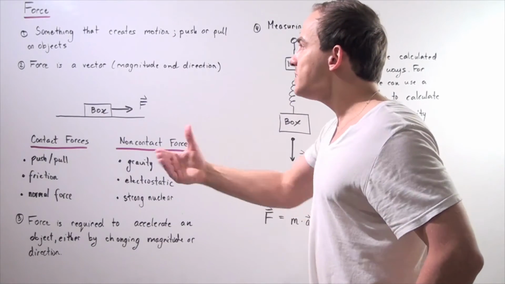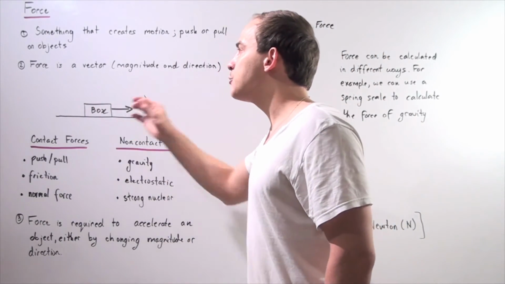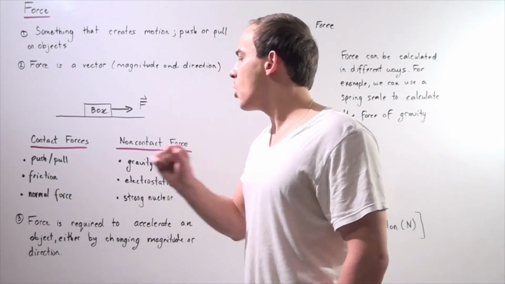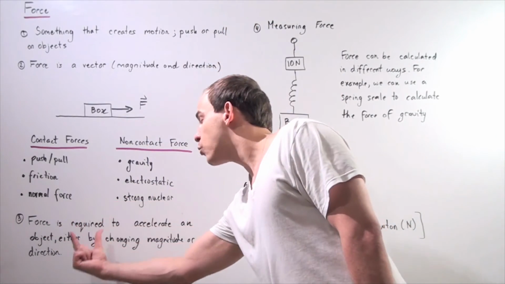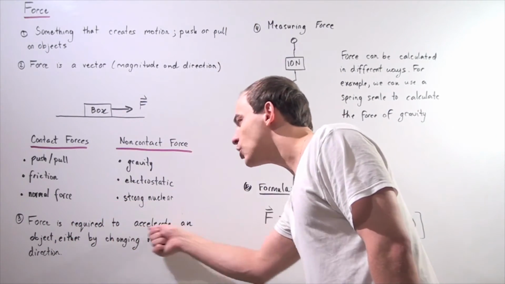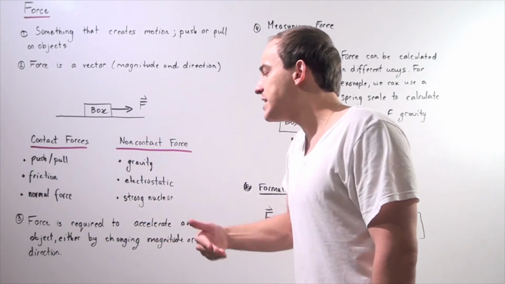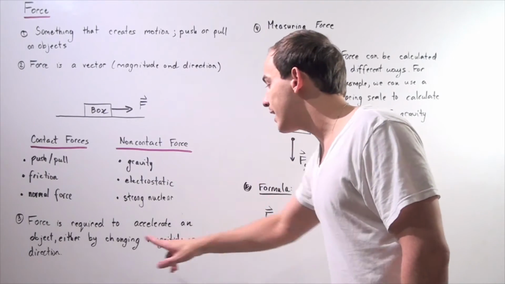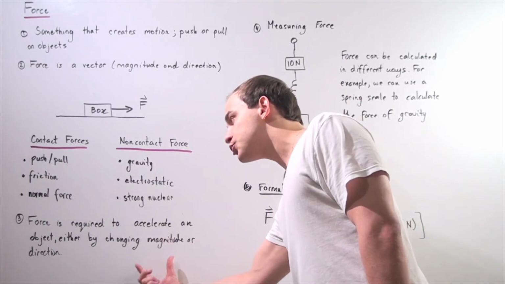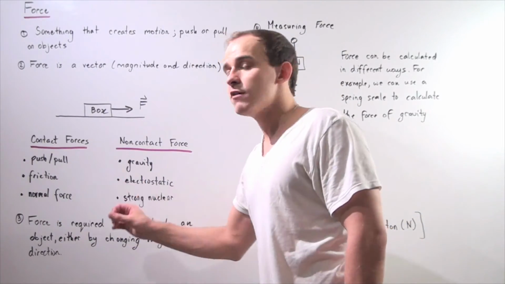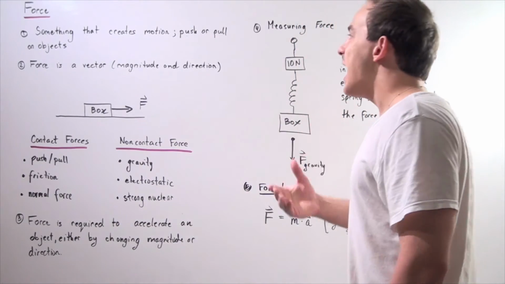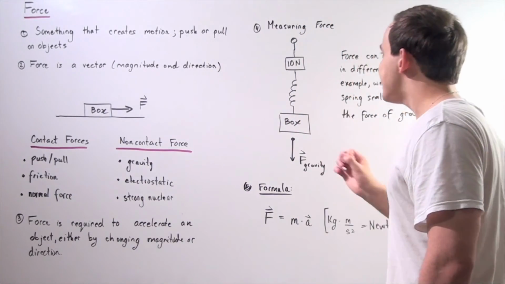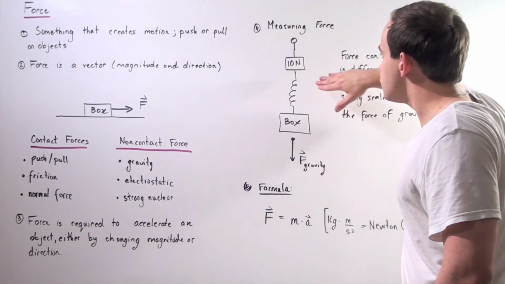Now, we already said that force creates motion. But how exactly does force create motion? Well, force is required to accelerate an object. So it creates motion by accelerating an object, either by changing the magnitude or direction of my moving object. Now, how exactly do we measure force? Well, one example of measuring a force is shown here.